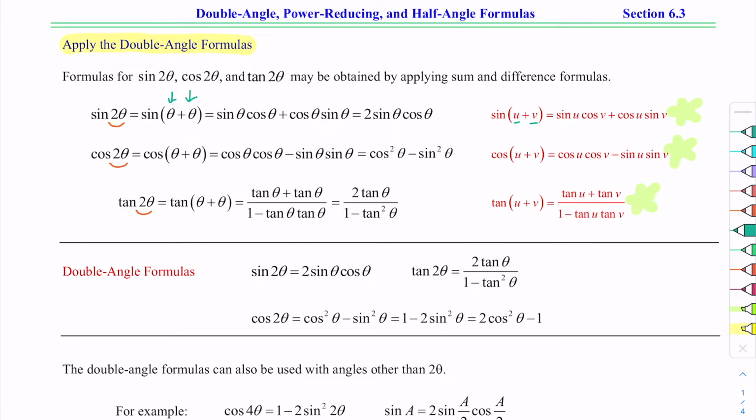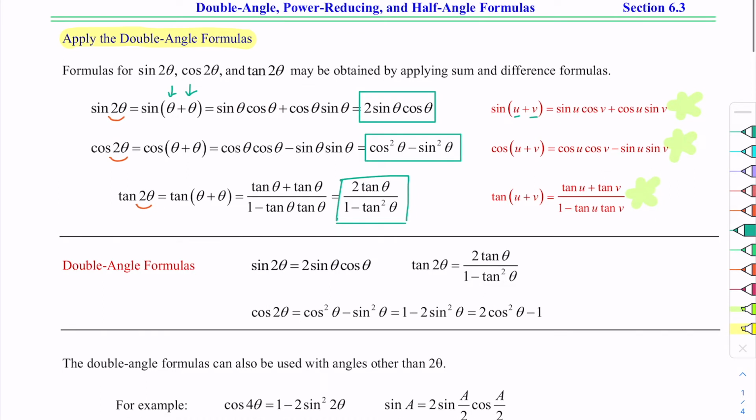So the sine of 2 theta is equal to 2 sine theta cosine theta. Now, the cosine of 2 theta is equal to the cosine squared minus the sine squared. And the tangent of 2 theta is equal to 2 tan theta divided by 1 minus the tan squared theta.